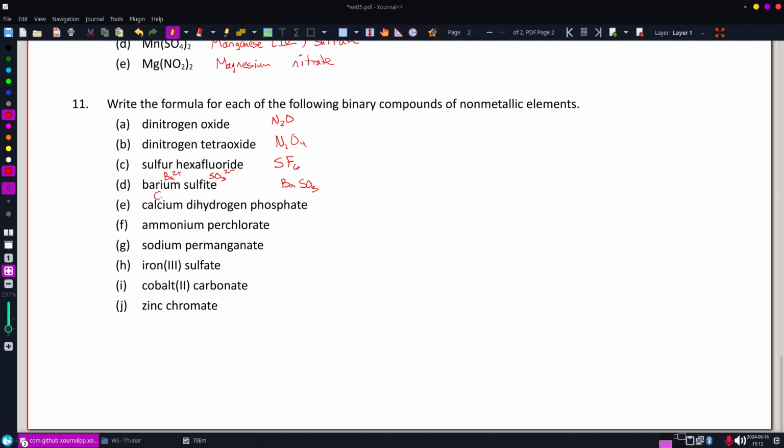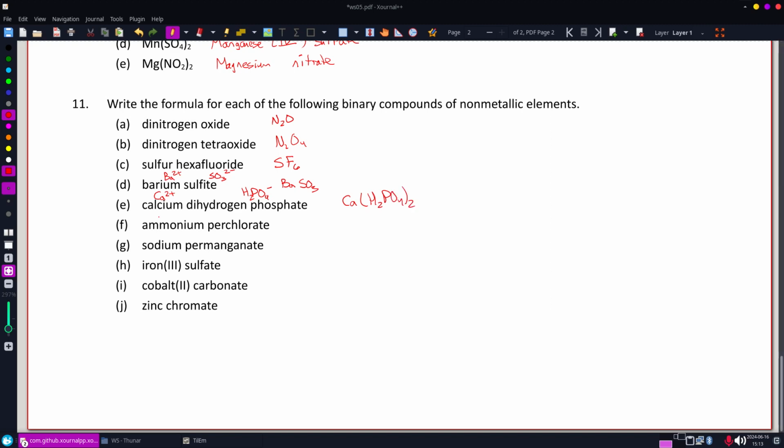All right, calcium, also in group 2, has a positive 2 charge. The phosphate is on our periodic table as PO4 3-, but the dihydrogen tells us there's two hydrogens with it. Each hydrogen drops that charge down by 1. So instead of being a 3-, dihydrogen phosphate is a single minus. So I'm going to need 2 of those to counterbalance that 2+. So this is going to be calcium with 2 dihydrogen phosphates.